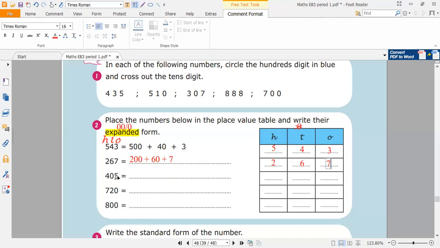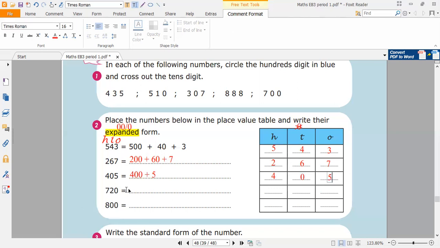The next one, 405. Look, I have 5 ones, 0 tens, 400. So I will write 4 and 2 zeros in the hundreds place, plus. What do I have in the tens? I don't have anything, 0. No need to write anything. Let's go to the ones, 5 without zero. So 400 plus 5 equals 405. Here I have 4 in the hundreds, 0 in the tens, and 5 in the ones.